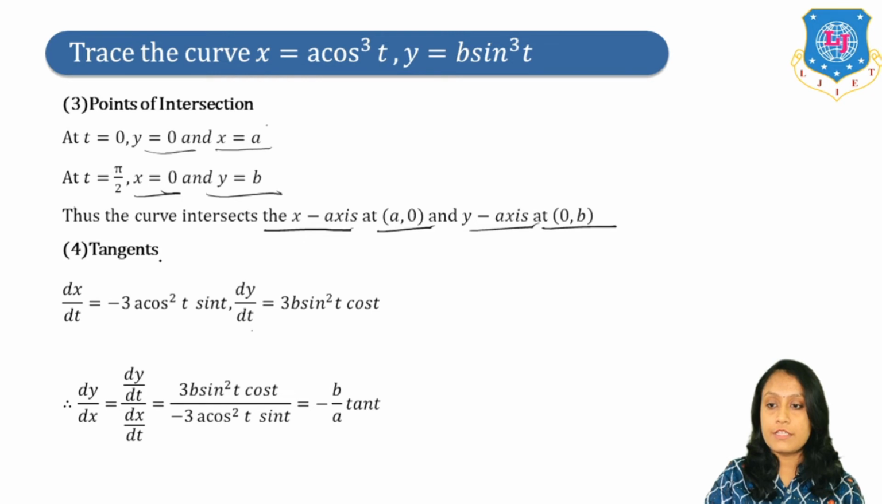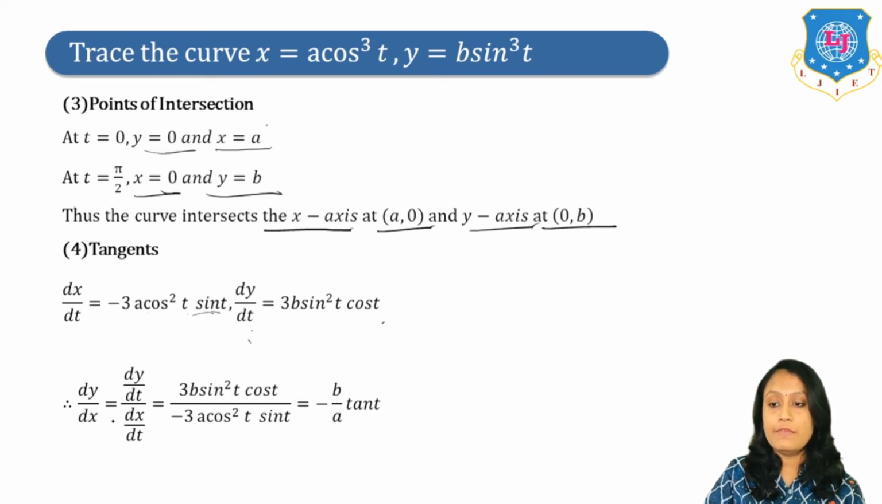Now we'll discuss tangents. Firstly, we'll find dx/dt and dy/dt. x = a cos³t, so dx/dt is: first bring the 3 down, so it is 3a cos²t, and the derivative of cos is −sin t, so we get a negative sign and sin t. Now we differentiate y with respect to t, and you will get dy/dt = 3b sin²t cos t.